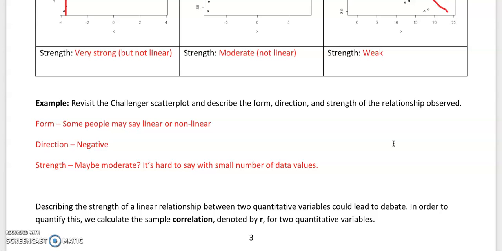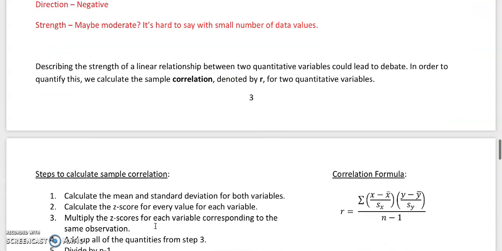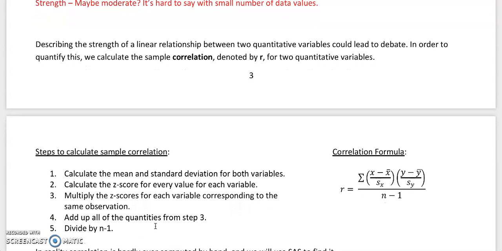The correlation coefficient, we write it as R. It's also known as the sample correlation. This helps us describe the strength and direction of a linear relationship. And I've got the steps for how we could calculate it. This is the formula here. We are not going to calculate this by hand. I wanted to show you the steps real quick so you know where this number is coming from.